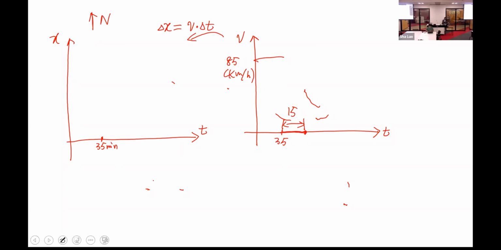So from 0 to 35, there will be an increase of the velocity here. Then stop for 15 minutes. Stop for 15 minutes means there's no displacement as well. So we'll maintain the displacement for 15 minutes.